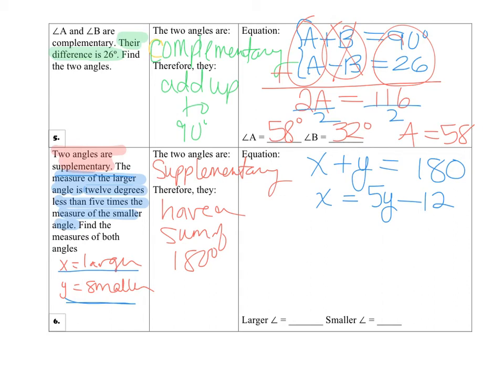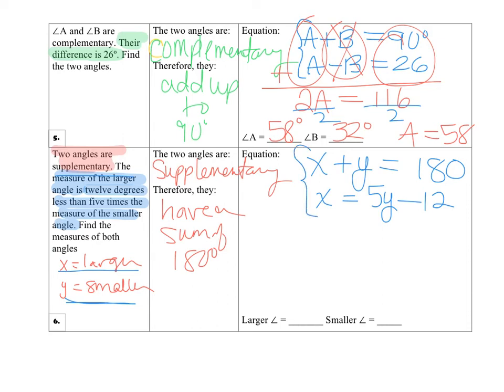Let's just take a moment and go back through that sentence and make sure it makes sense. So the sentence said, the measure of the larger angle, which we know is our x, is, that's our equal sign, 12 degrees less than 5 times the smaller one. So the measure of the larger is 12 degrees less than 5 times the smaller. There's that equation. So once again, we have two equations and two variables, which means we're dealing with a system of equations again.